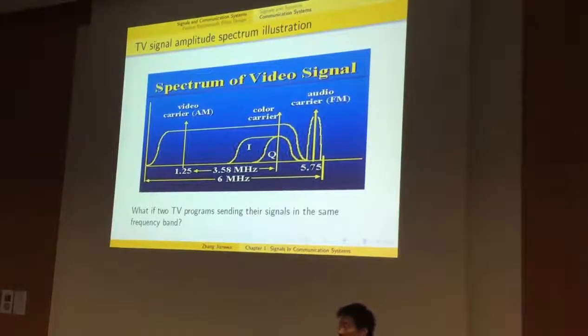So this means we cannot transmit two TV programs in the same frequency band. Otherwise, nobody can receive the program, because of the mutual interference. So how can we solve this problem? We modulate different programs into different channels such that they won't overlap each other. For the first program, channel 5, I allocate a frequency band from 100 MHz to 106 MHz. The other one may be located at 106 to 112 MHz. So there's no overlap between these two spectra. This will solve our problem.